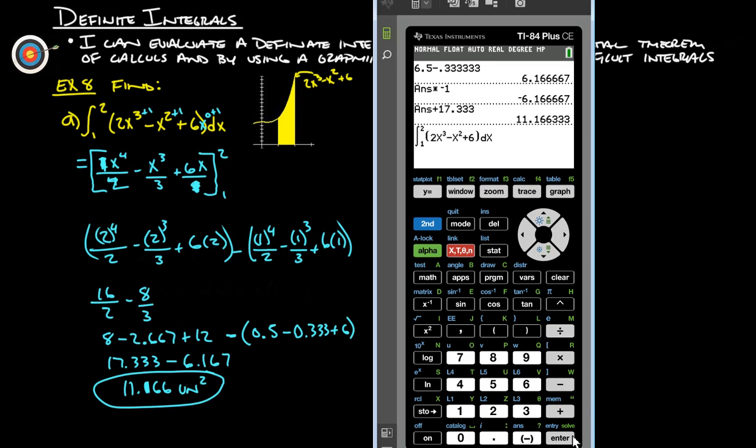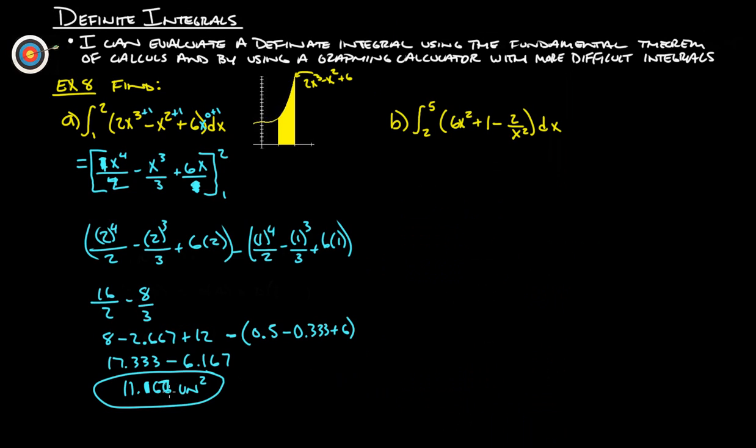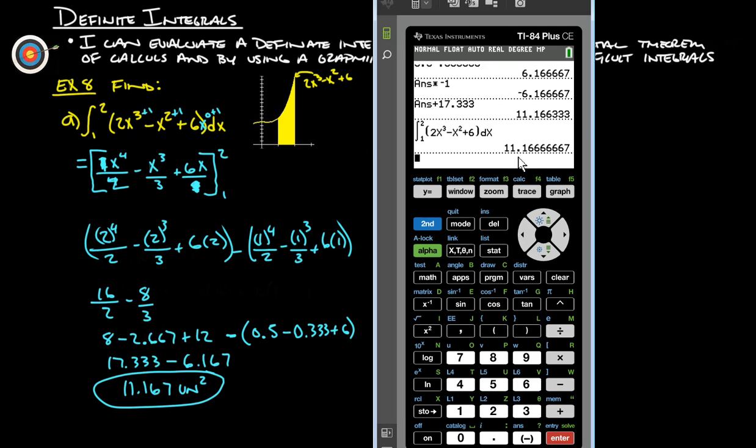And we push enter, and hopefully we'll get the same thing, 11.166. It was 667. I just rounded everything off, so it messed up our numbers here. Let me erase that so we can make that readable. Right, 167 units squared, which is exactly what we're getting here too.